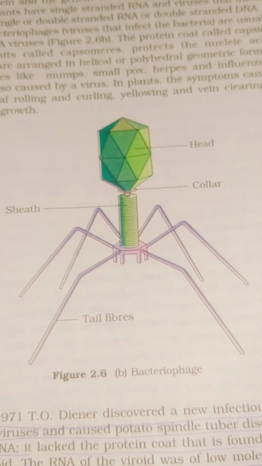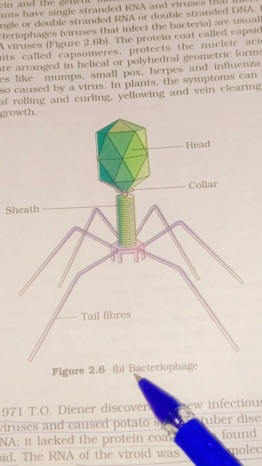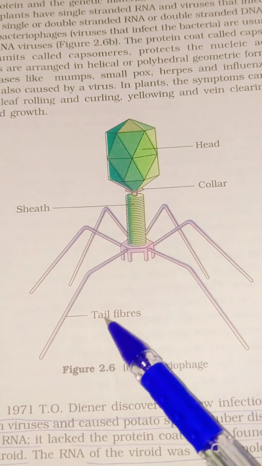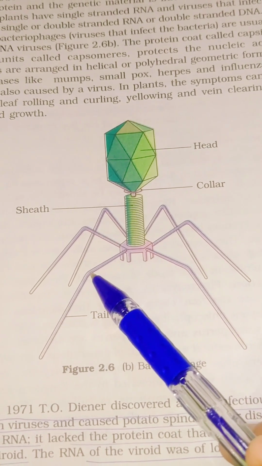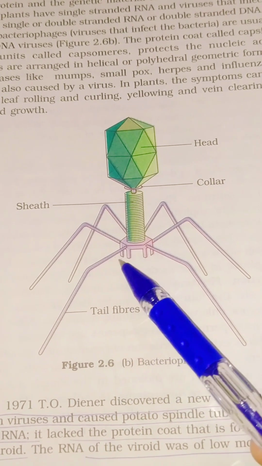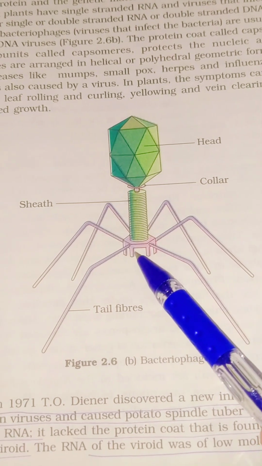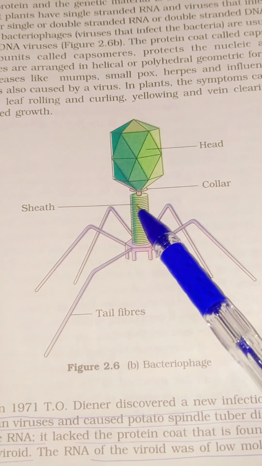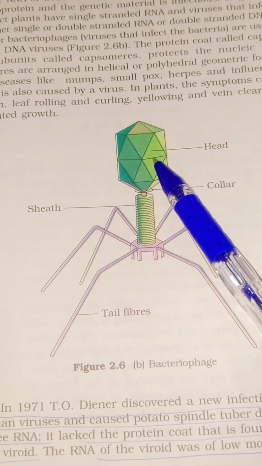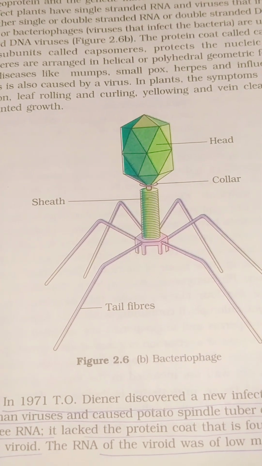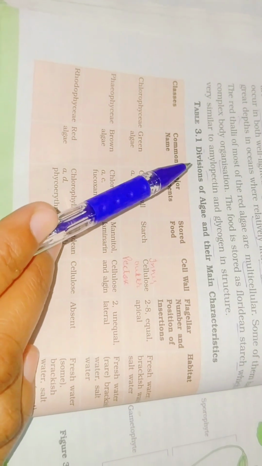Here is the structure of a bacteriophage. These bacteriophages have tail fibers to get inserted in the host, with the help of these projections. And this is the sheath, and this is the collar and head, and in this head there is the genetic material of this bacteriophage. The next table given here shows the divisions of algae and their main characteristics.